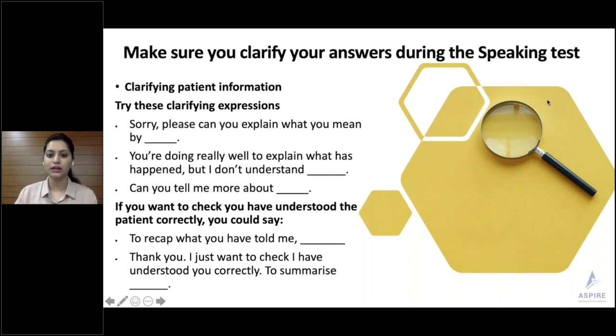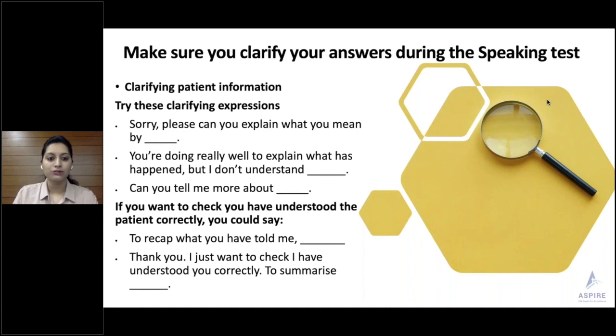Make sure you clarify your answers during the speaking test. There are several useful expressions that can help you clarify. Say if you want to check if the patient has understood you, or if you haven't understood the patient properly and you want to re-ask the question, it is okay to do so, because this is what you would do in a natural workplace setting. We have provided some examples here. If you want, you can read through it. I will read it for you.